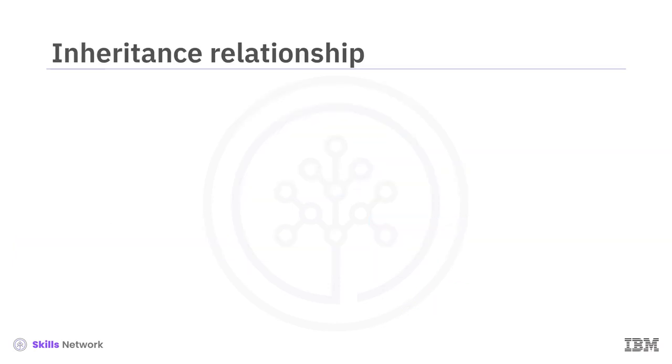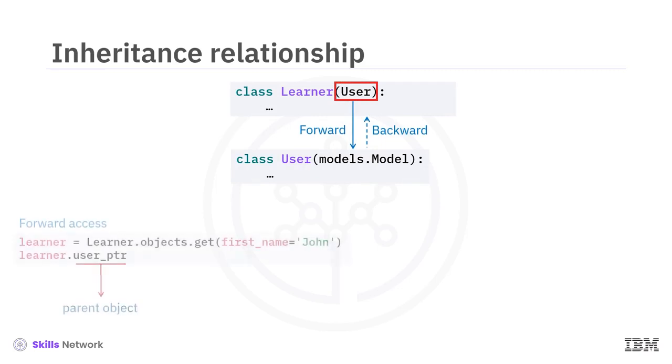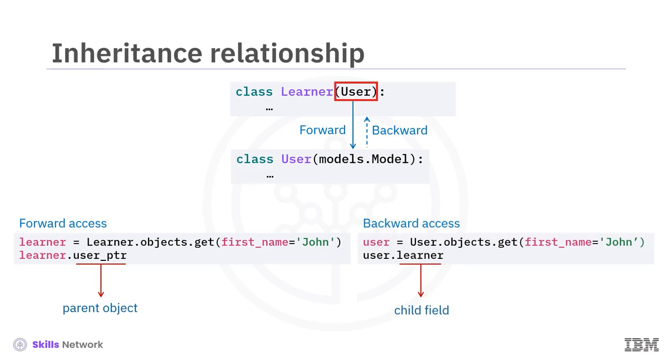An inheritance relationship is like a one-to-one relationship. The learner class inherits from the user class. We can access learner's parent user reference with user_ptr, which is created by Django with the model name user plus a ptr suffix separated by an underscore. Meanwhile, Django creates a backward relationship from user to learner.